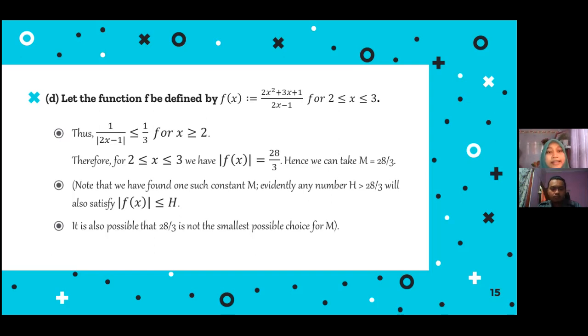Therefore, for x ≥ 2 and x ≤ 3, we have |f(x)| ≤ 28/3. Hence, we can take M = 28/3. Note that we have found one such constant M. Evidently, any number H greater than 28/3 will also satisfy |f(x)| ≤ H. It is also possible that 28/3 is not the smallest possible choice for M.